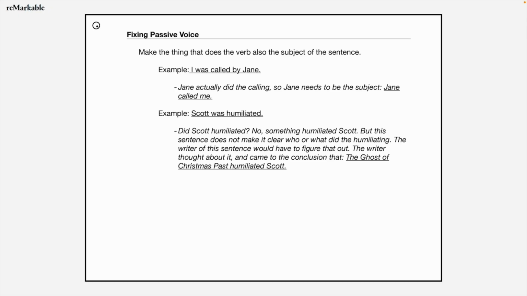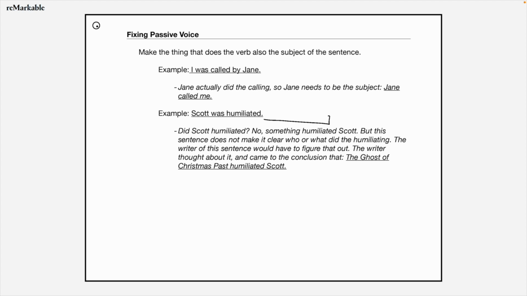Did Scott humiliate? No, actually, here's what's tricky about this. Something humiliated Scott, and by the way, pay attention to this. This is what the real problem is with the passive voice. This is where it gets the most tricky, okay? Pay attention. Put down your phone, look at this for a second.